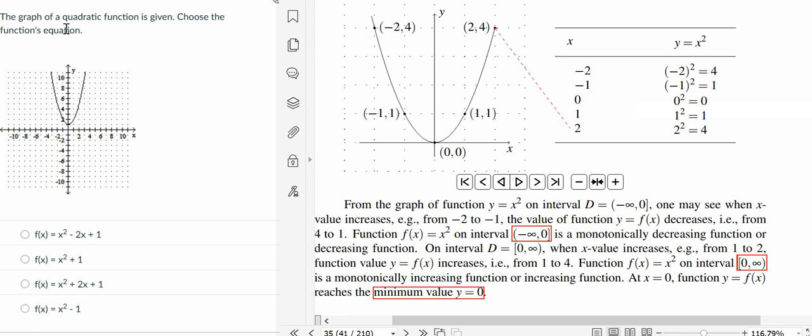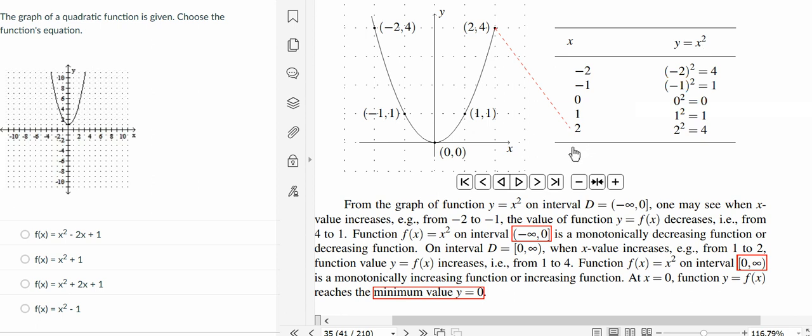This question says that the graph of a quadratic function is given. We want to choose the function's equation. So we can see this is the graph, and which function out of these four functions corresponds to this one? Let's consider the basic one, which is y equals x squared.